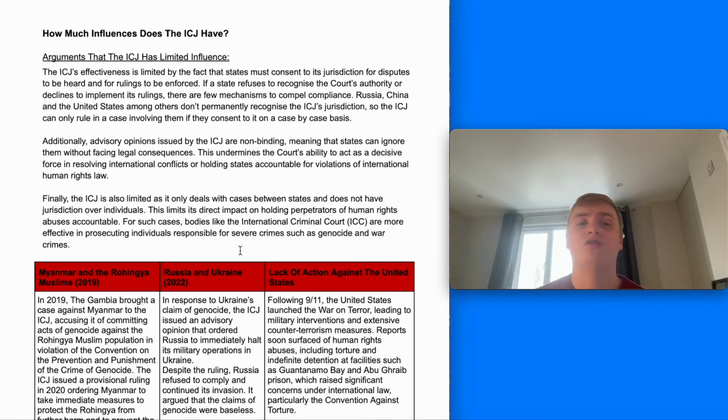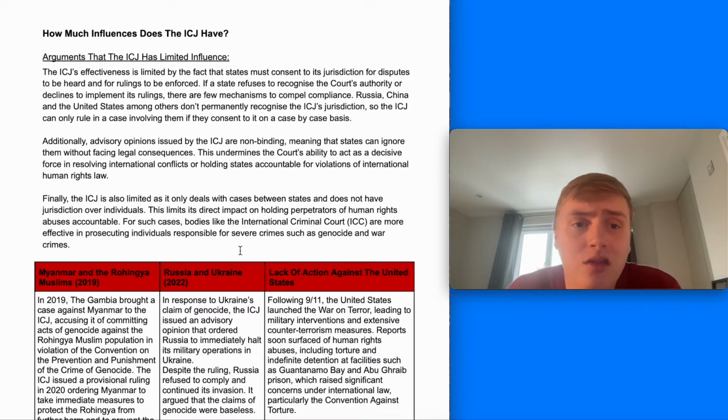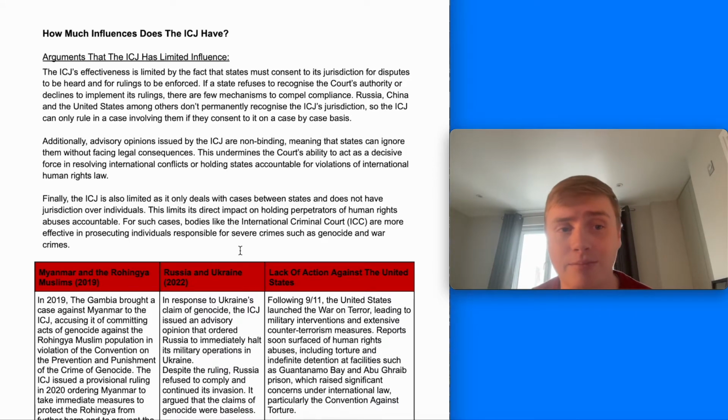So then, how much influence does the ICJ have? On the one hand, you have arguments that it has very limited influence, and that's crucially due to the fact that states must consent to its jurisdiction for disputes to be heard and for rulings to be enforced. So if a state decides not to consent to the ICJ's jurisdiction, and it's committing war crimes, committing human rights abuses, or breaking international law more generally, then the court ultimately can't do anything. Crucially, even if the state consents to its jurisdiction, if it gets a ruling that it doesn't like, it can also just decide not to implement it, as that's the nature of international law.